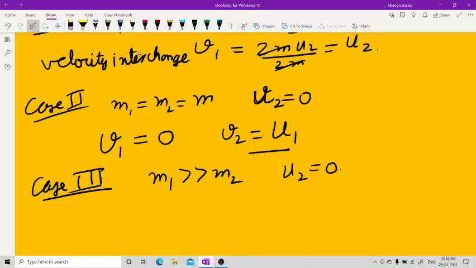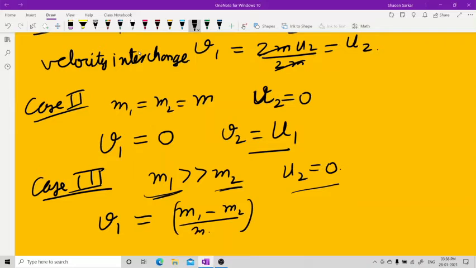M1 is the mass of the truck and M2 is the mass of the cycle, and the cycle is at rest. Now see what happens. M1 U1. So your V, what happens? Let's come to that direct equation only. What happens to this V1? See, U2 is at rest. So you will have M1 minus M2 upon M1 plus M2 U1. You will have this equation because U2 is zero and M1 is greater than M2.